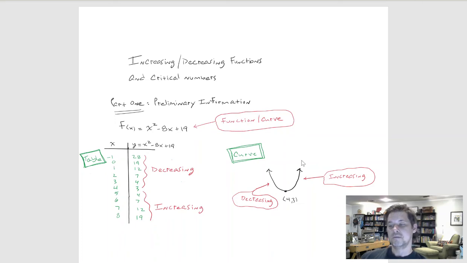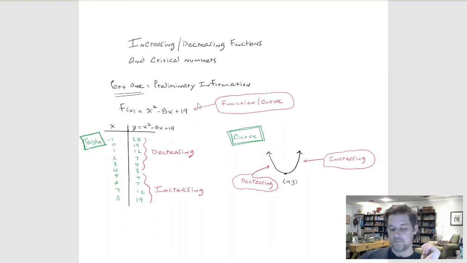To get that started, the topic will be about increasing versus decreasing functions and critical numbers, and I'll explain, of course, what all that is as we go along. Now, I wanted to start very simple. I have a function right here. f(x) is x squared minus 8x plus 19. That's a fairly simple function.